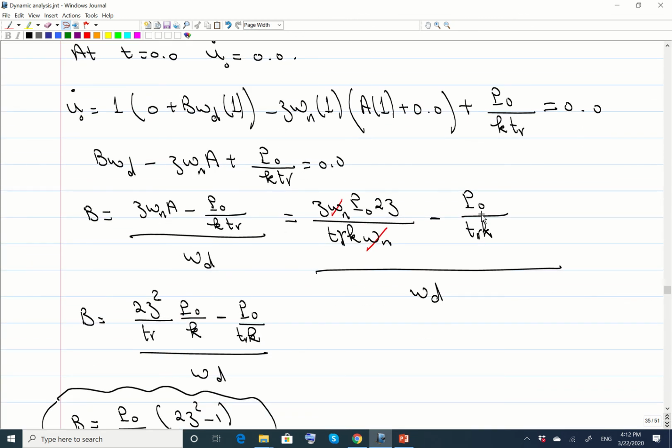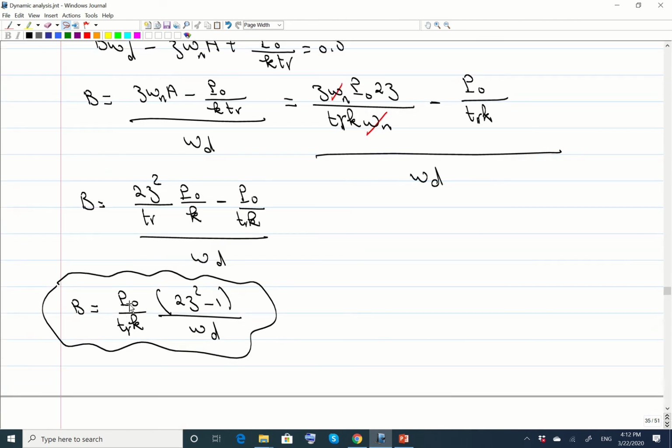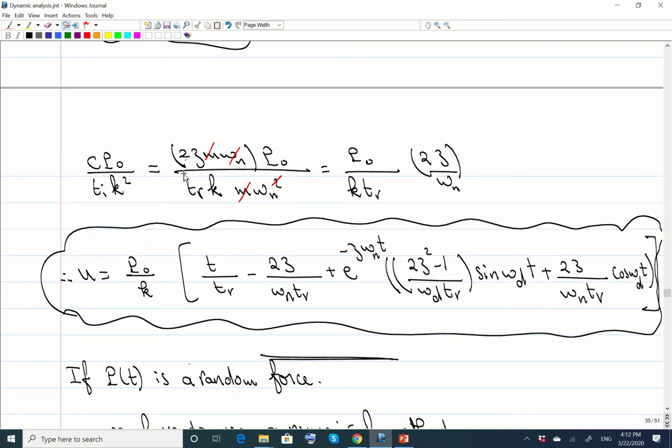So simply, if you do these simplifications, you're going to find that b will be p naught divided by trk multiplied by 2 zeta squared minus 1 divided by omega d. So let's simplify it a little bit more, okay? And put everything here in the equation. So u is going to be p naught divided by k, t divided by tr minus 2 zeta divided by omega n tr plus e power negative zeta omega n t. So we have an oscillation term over here. So we have a linearly increasing displacement. We have a constant displacement, okay? So we have a linear part, okay? And a constant part, an oscillating part, okay?